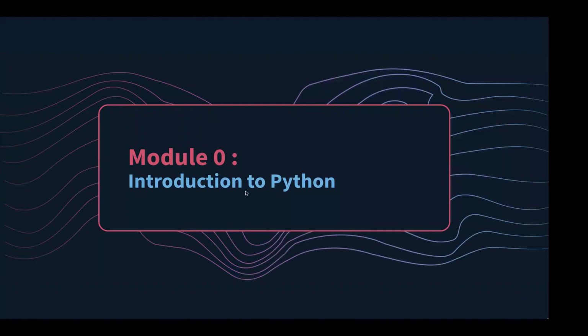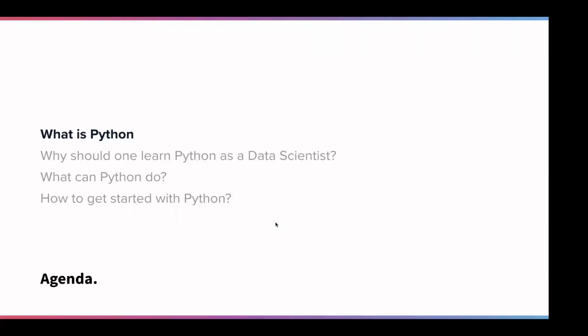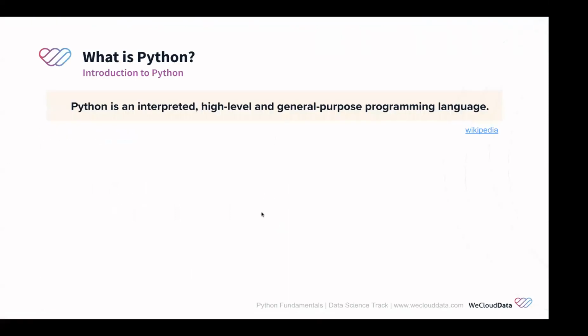Okay. Module 0. The reason we call it module 0 is because Python is 0-index based. We'll talk about that shortly. So I'm going to talk about what is Python first. It's an interpreted, high-level, and general-purpose programming language. And this is a definition by Wikipedia.